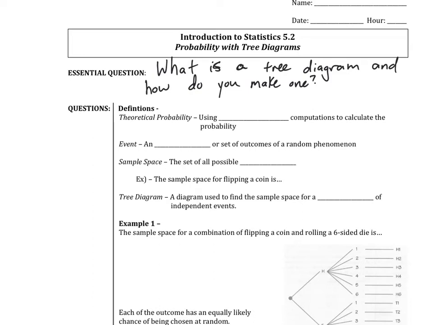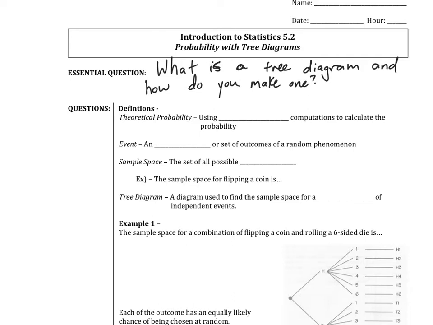Section 5.2 covers probability with tree diagrams. I like this section because it actually gets into one of the main concepts of stats, which is probability and chance and how things can happen, how certain events can occur. The essential question is, what is a tree diagram and how do you make one?